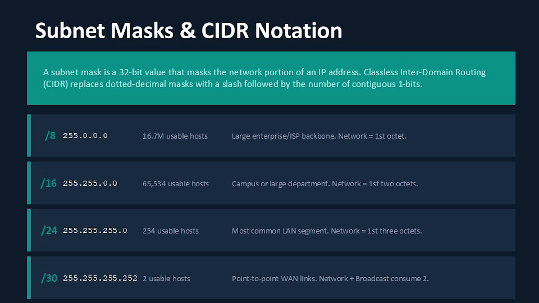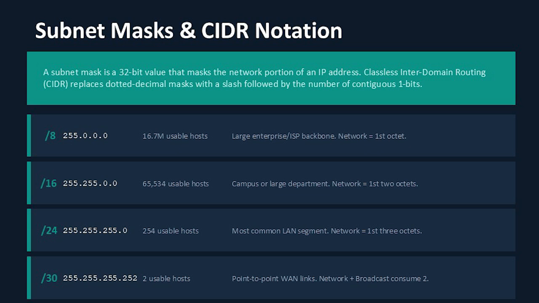You'll notice that there is a /8 up there, which is 255.0.0.0. That's 16.7 million hosts. That is used in large enterprise networks. There's also a /16, which is 255.255.0.0. That has 65,534 usable hosts. Again, that's slightly off, but close enough.